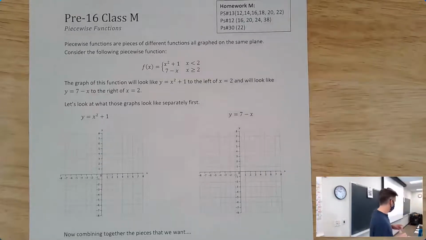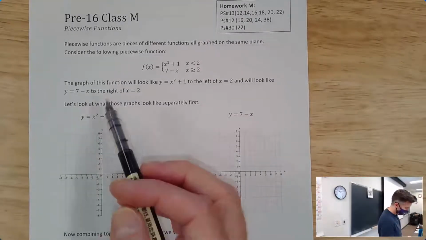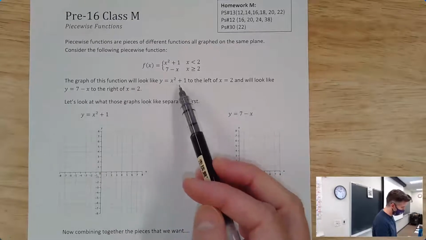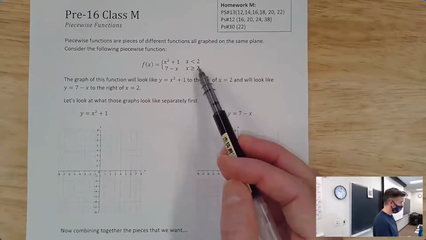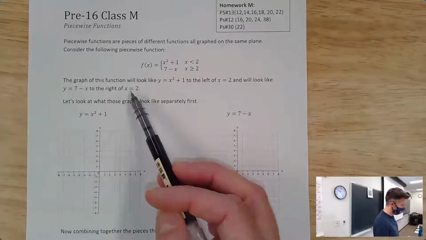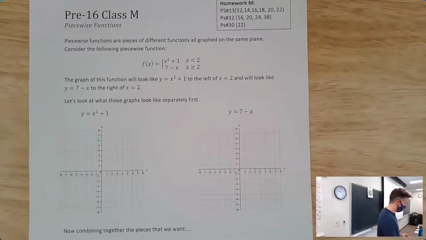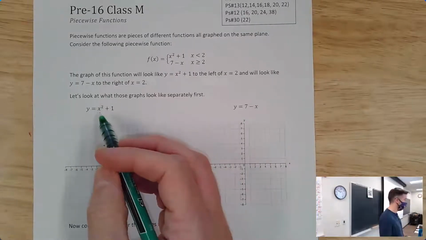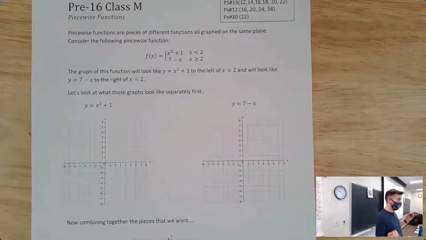And so we're just going to graph both pieces. The graph of this function is going to look like y equals x squared plus 1 to the left of x equals 2, and it's going to look like y equals 7 minus x to the right of x equals 2. So let's graph both functions completely. Y equals x squared plus 1 looks like your normal parabola, shifted.